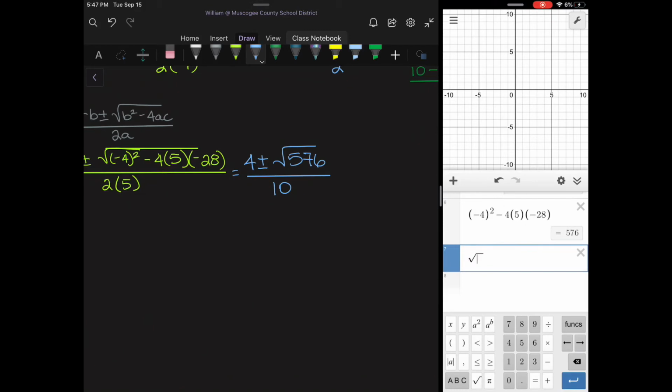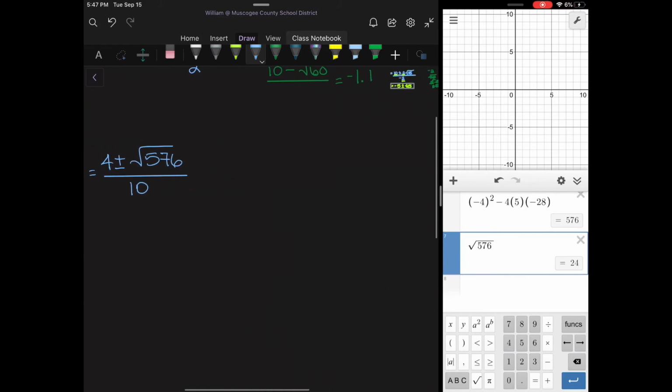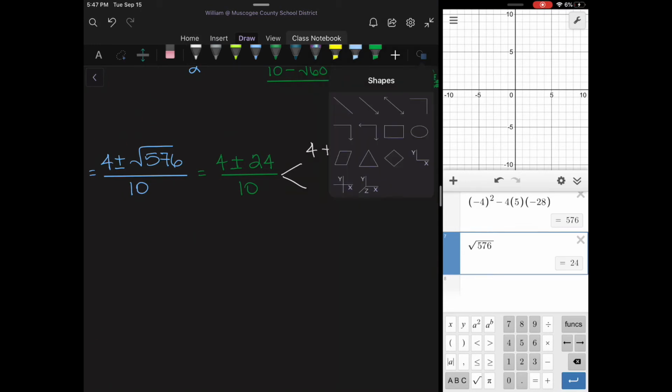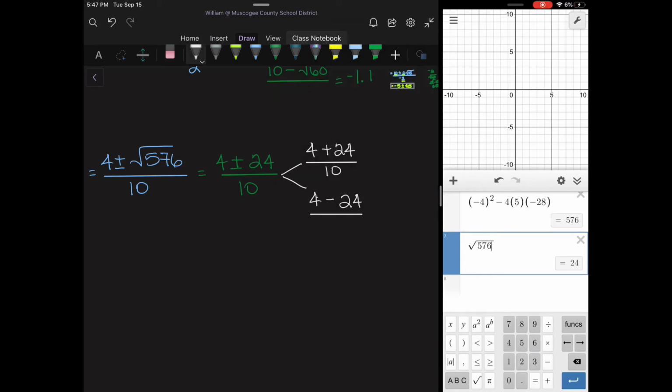Now, because this number right here looks like a perfect square, we're going to test this. And indeed it is. 576, the square root of that is going to be 24. So you have to reduce. So this will be 4 plus or minus 24 all over 10. Here we have rational numbers. So we're going to split this apart and then figure out what our two solutions are going to be. So we'll say 4 plus 24 divided by 10. And then our other solution is going to be 4 minus 24 all over 10 as well.